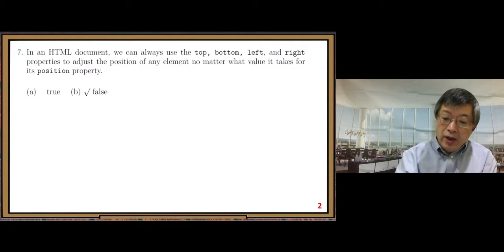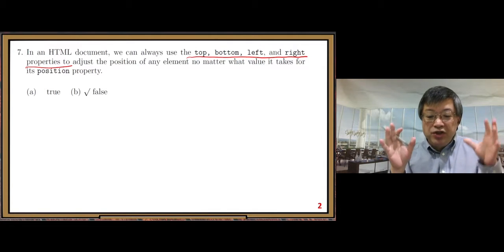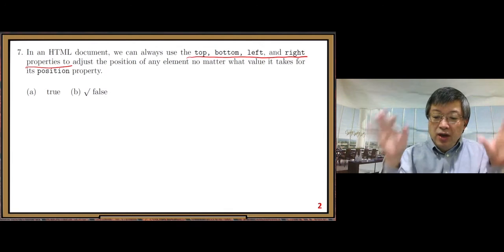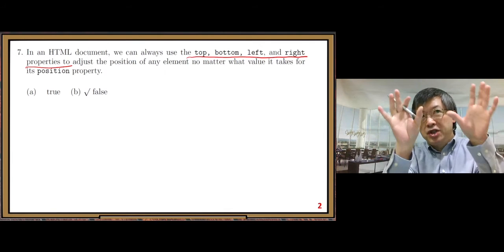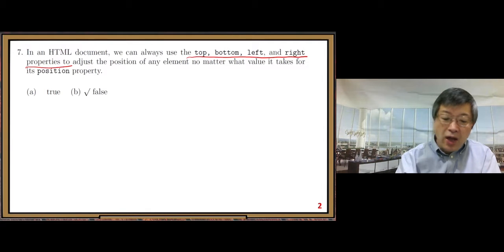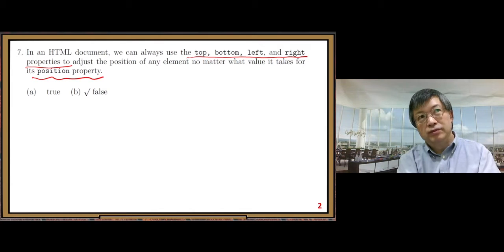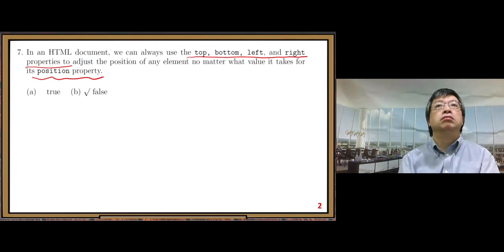Here, on paper, we can use the top, bottom, left, right properties to adjust the position of any element, but there is some condition. If you do this, there is some requirement you need to follow, no matter what value it takes for the position property. Here, I point out the position property that may cause the problem.